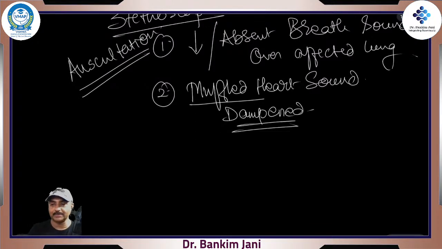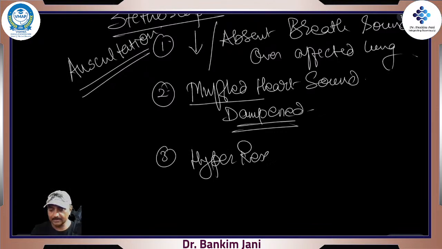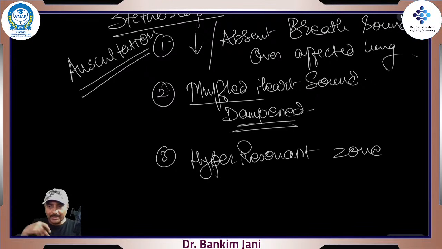When the heart sound is muffled, chances are very high that there is a mediastinal shift. The heart has shifted, and obviously the hyperresonance, this is the hyperresonant zone. There is no distinct heart sound, or they are muddled, as if they are mixing, and you are unable to hear crystal clear.